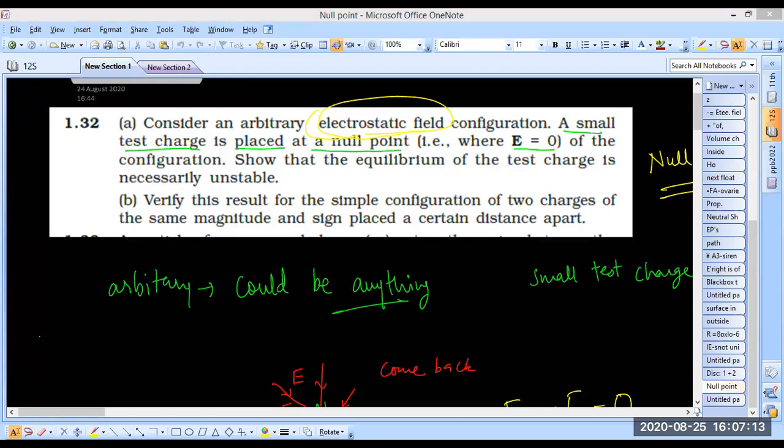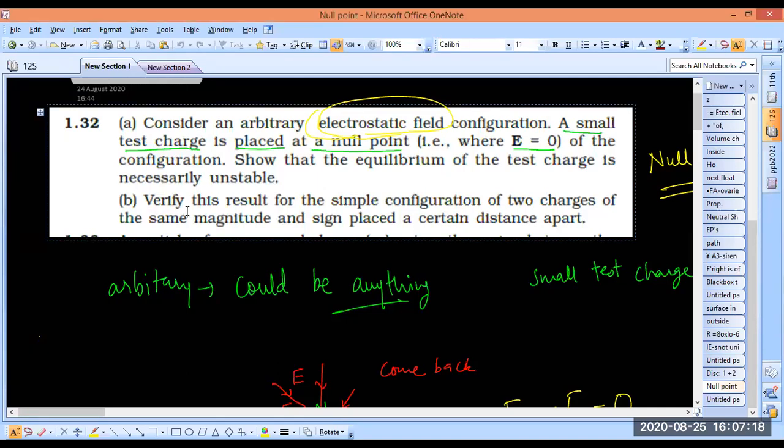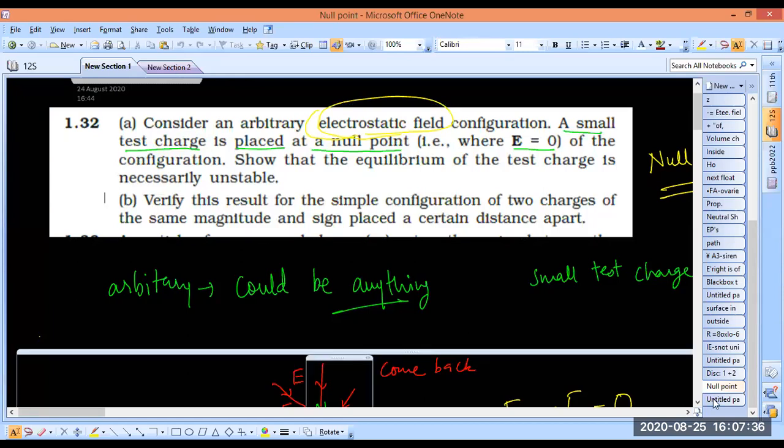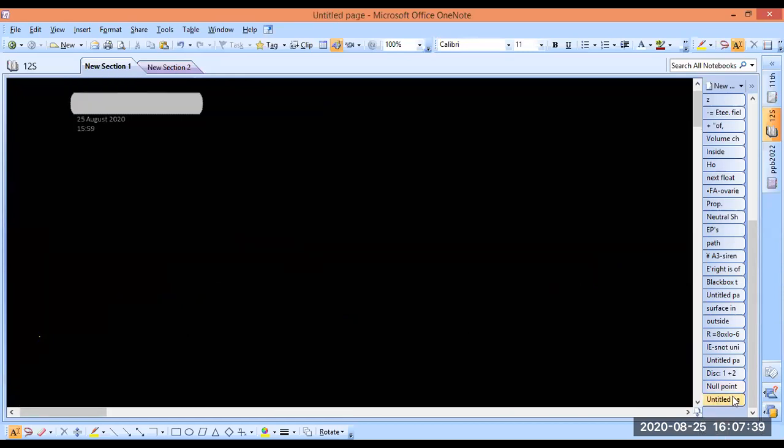It's very straightforward. So what I'm going to do is we'll just read this question from here. You all read it from your book. Verify this result for simple configuration, means simple system, of two charges of same magnitude and sign placed a certain distance apart. So I'm going to draw a diagram for the part B on the next page.